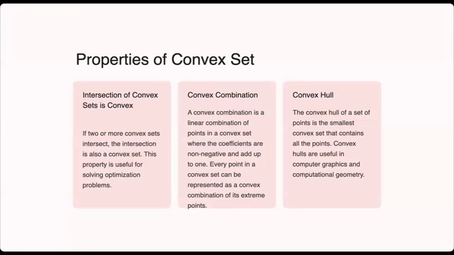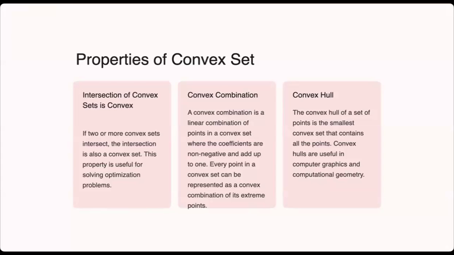So what else do we need to learn about convex set? The intersection of convex sets is always a convex set. That means if you define one region as a convex set and another region also a convex set, the intersection of them must be a convex set, not the union, just the intersection. Okay, and also we have a property on a convex combination.